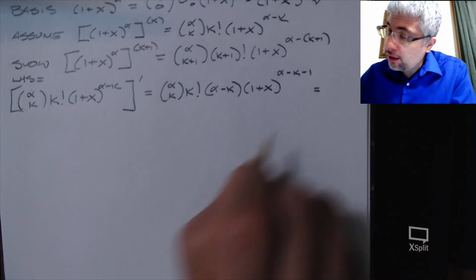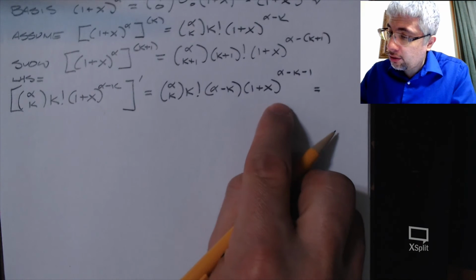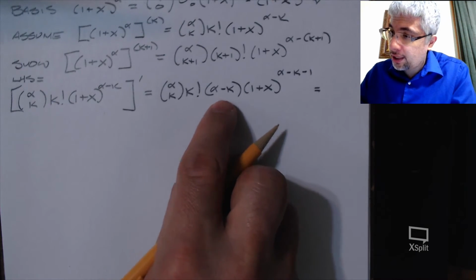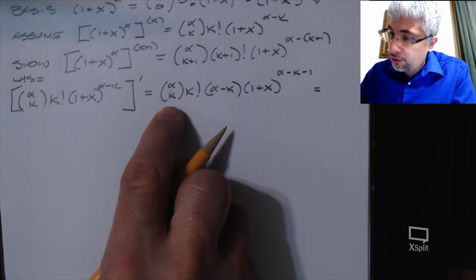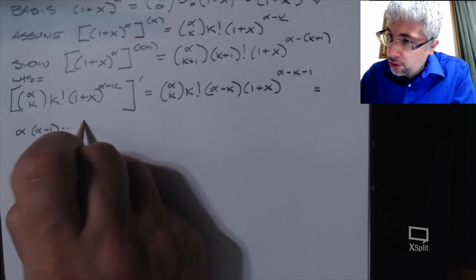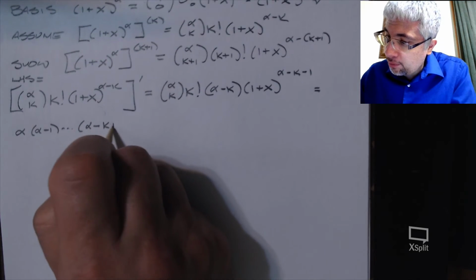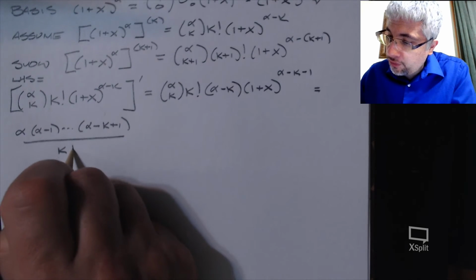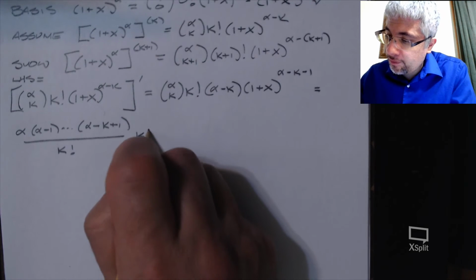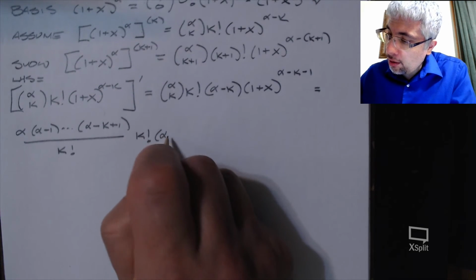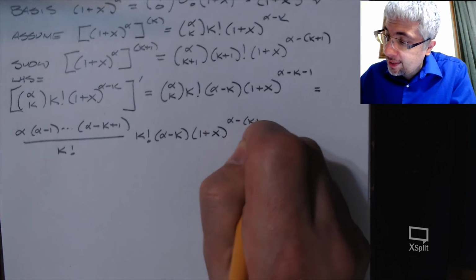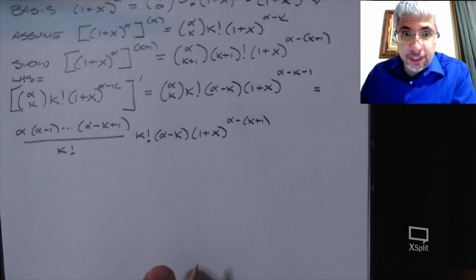So what do I have here? Well, let's see. I have an alpha, k, k factorial, and an alpha minus k. Well, I know what alpha choose k is. This is this all the way to alpha minus k plus 1 over k factorial. But now I have this k factorial, alpha minus k, times this, which I can write like that. Aha, it's already matching over there.